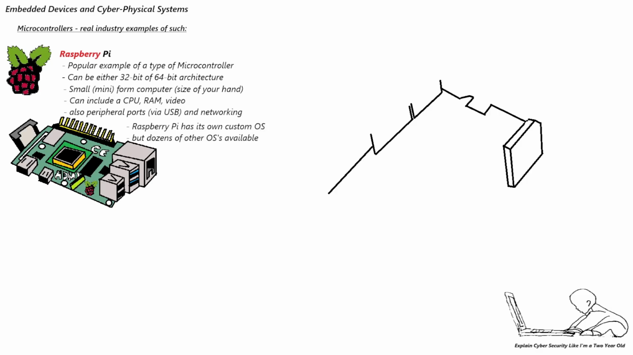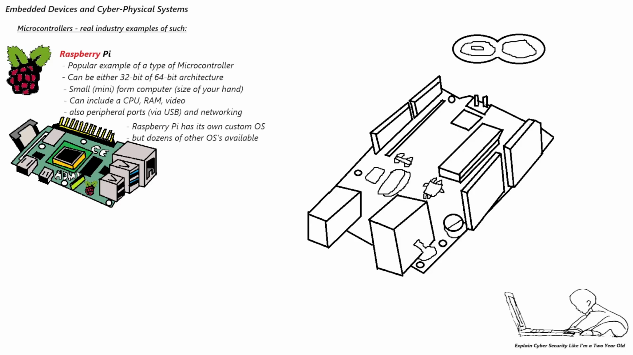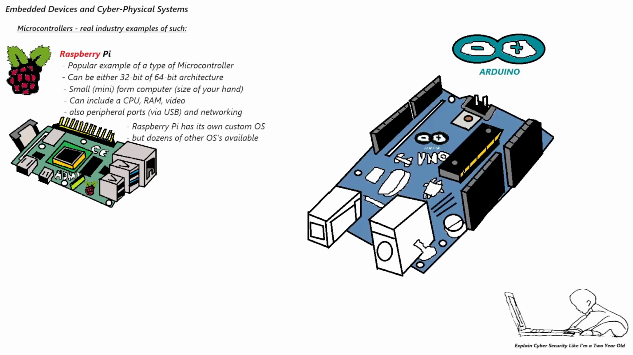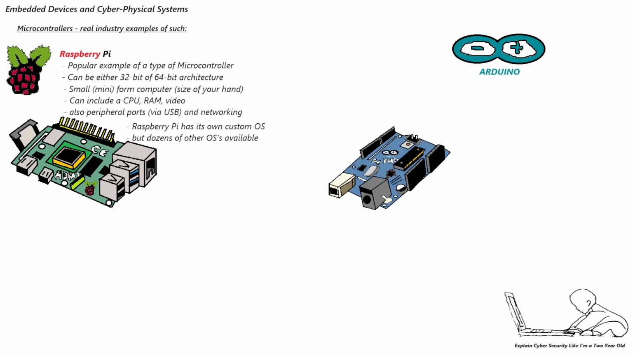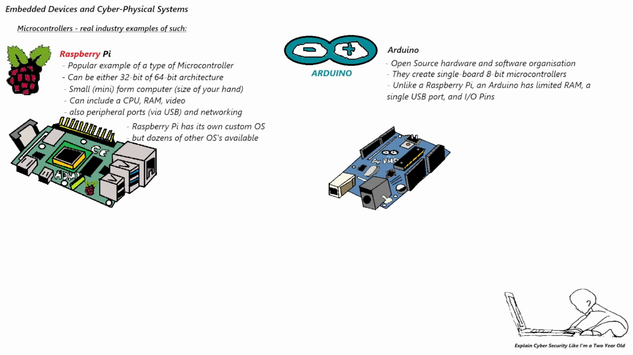The next common microcontroller is known as the Arduino. The Arduino is an open source hardware and software organization that creates single board 8-bit microcontrollers for building digital devices. However, unlike the Raspberry Pi, the Arduino has limited RAM and a single USB port and input-output pins for controlling additional electronics, such as those related to a small motor or maybe LED lights.